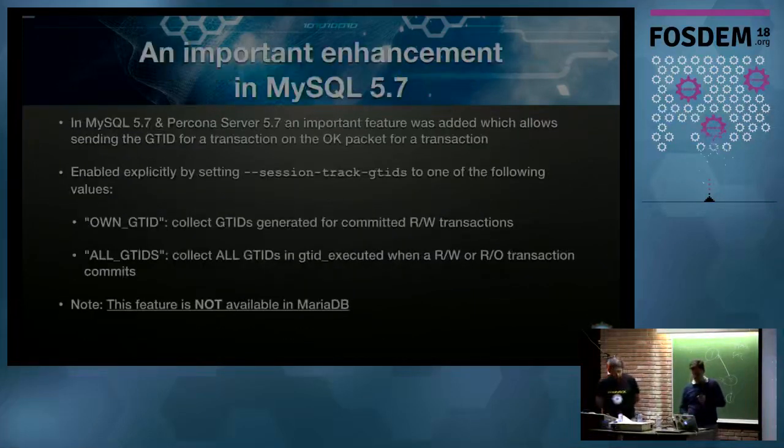So in MySQL 5.7, a variable was introduced that's pretty important. Now, this is available in Percona Server and Oracle's MySQL, but not in MariaDB as of yet. The variable is session_track_gtids. Basically, when you enable this, you can get either the own GTID, so the GTID generated for the last transaction that you executed, or the full set of GTIDs returned in the OK packet. So whenever I'm executing a write, I will know what GTID position a server will have to have processed in order for my transaction to be consistent.